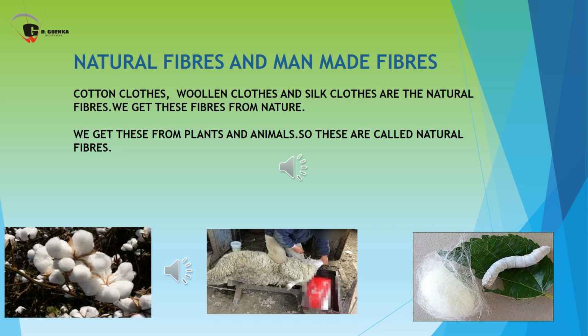Natural fibers and man-made fibers. So dear children, we have two types of fibers. One is the natural. Natural means which we get from nature, like we get from plants and animals. And man-made fibers are those which are made by man. So cotton clothes, woolen clothes and silk clothes are natural fibers. We get these from nature, from plants and animals. So these are called natural fibers.